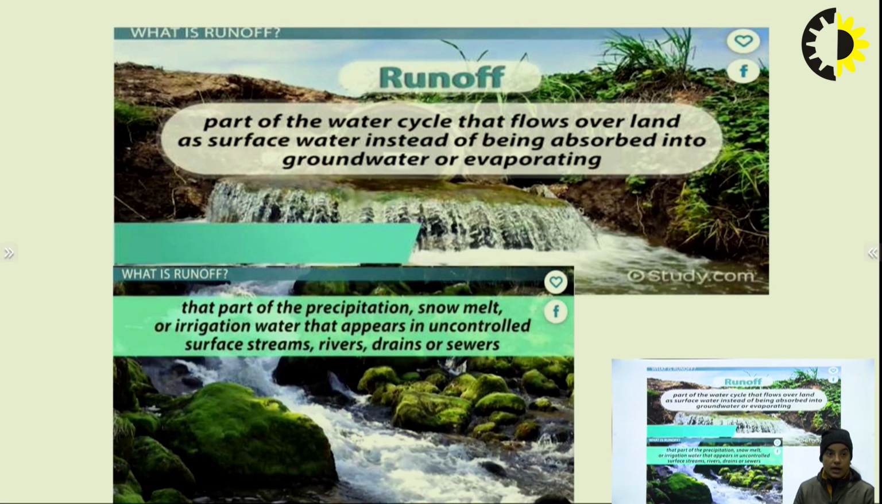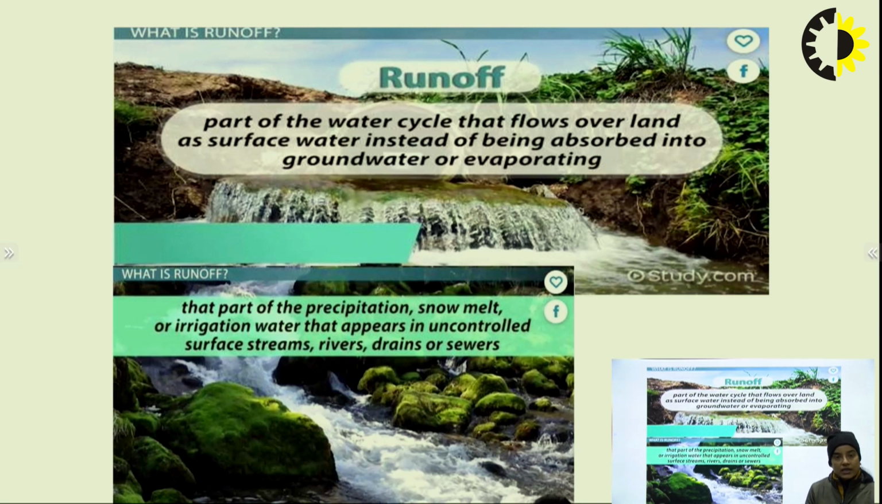So runoff, what is a runoff? It is the part of the water cycle that flows over land as surface water instead of being absorbed into the groundwater or evaporating, that is called the runoff. Okay, so we can say it is the part of the precipitation, snow melt or irrigation water that appears in uncontrolled surface streams, rivers and drains. Okay, those are the runoff.